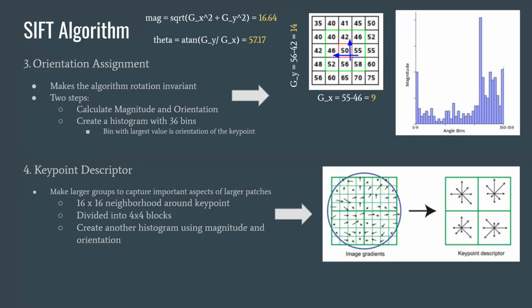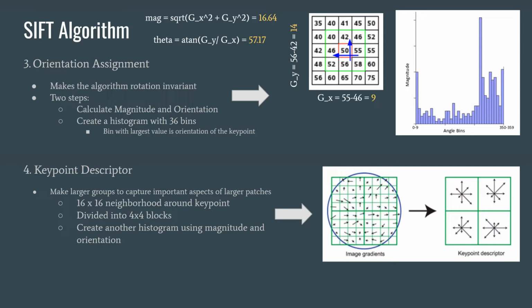Then these magnitude values are placed in a histogram that contains 36 separate bins, where each bin represents an orientation angle between 0 and 360 degrees. So in our example, a value of 16.64 will be placed inside the 50 to 59 degree angle bin. Finally, the bin with the largest value will be selected as the overall orientation of that key point, hence aiding in making the key point rotation invariant.